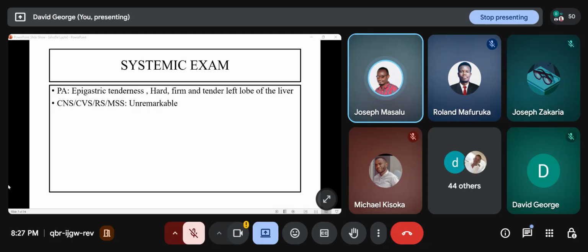So you find something which is hard and firm. You say maybe it's a nodule of the liver, a cancer of the liver. And why is it tender? Because the capsule of the liver has pain receptors. Anything which is getting bigger and pressing out the capsule of the liver will cause tenderness.